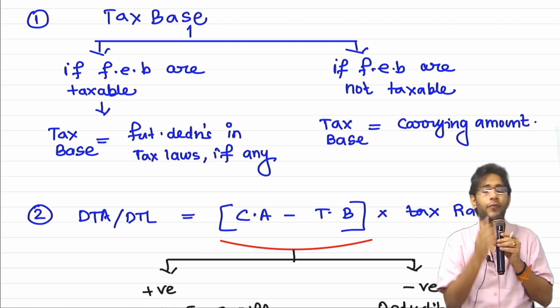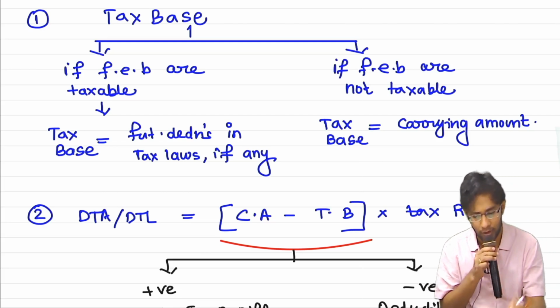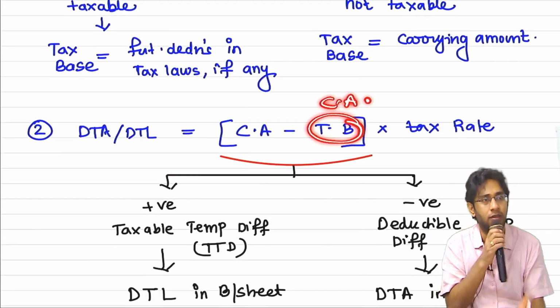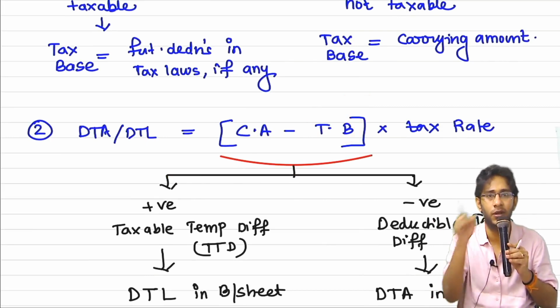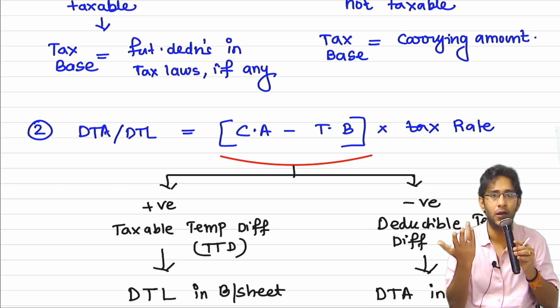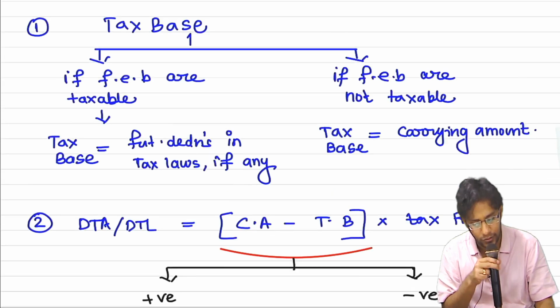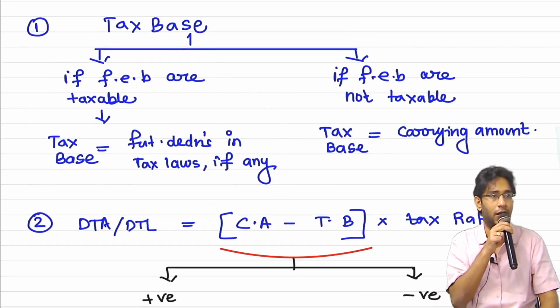If future economic benefits are not taxable, then tax base is equal to carrying amount. Now apply that in this formula. If tax base is also equal to carrying amount, then this box will become 0. If the box becomes 0, the answer also will be 0. No DTA, no DTL. So if at all you have to get a DTA or DTL, it should definitely be the first case. Future economic benefit should be taxable.